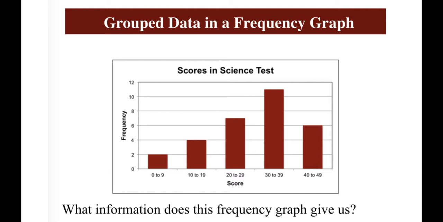One other thing we can figure out from this frequency graph is exactly how many students took the test. I can simply add up the height of every single bar. This bar is 11 students, this bar is 6 students, this bar is 7 students, this bar is 4 students, and this bar is 2 students. So if you just add those up, 2 plus 4 plus 7 plus 11 plus 6, you would know how many students took the test.